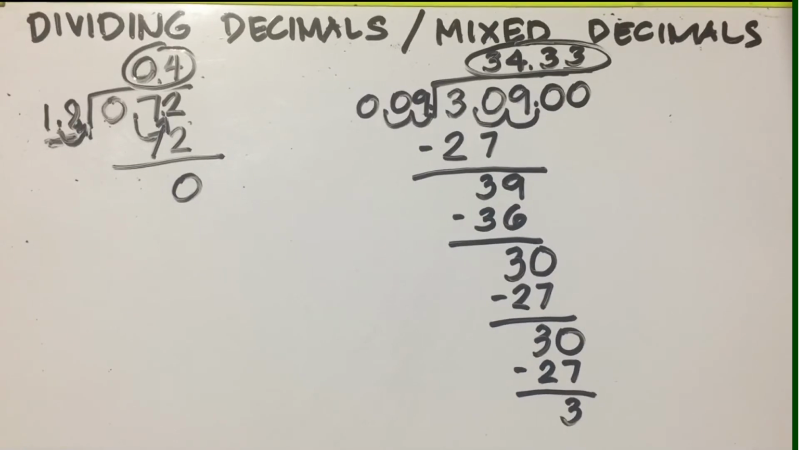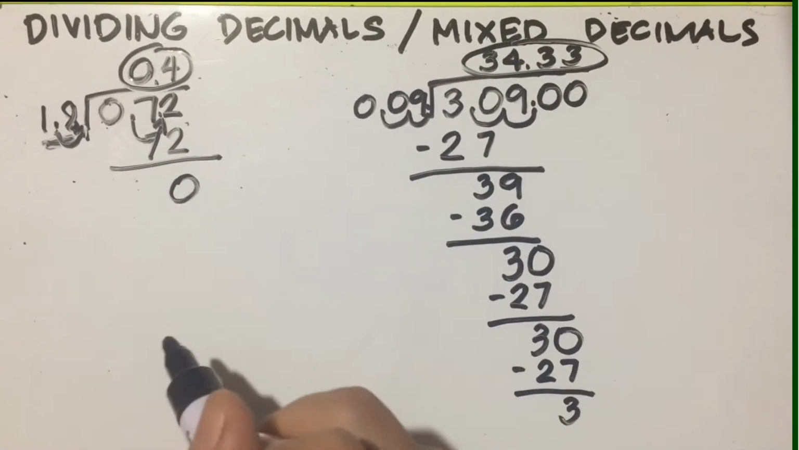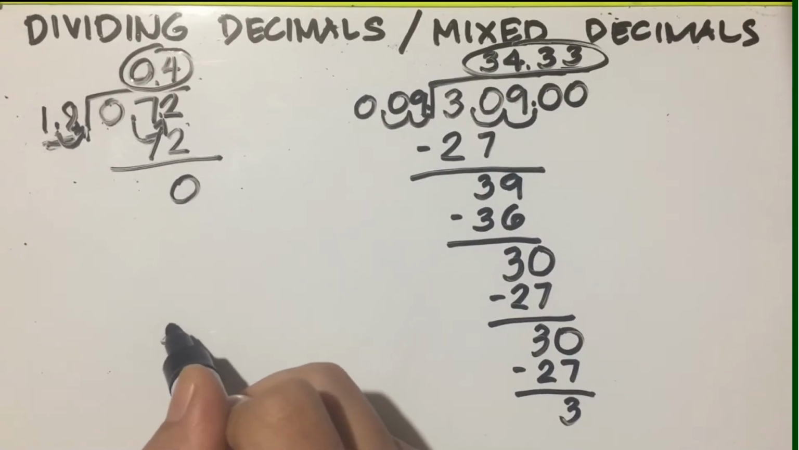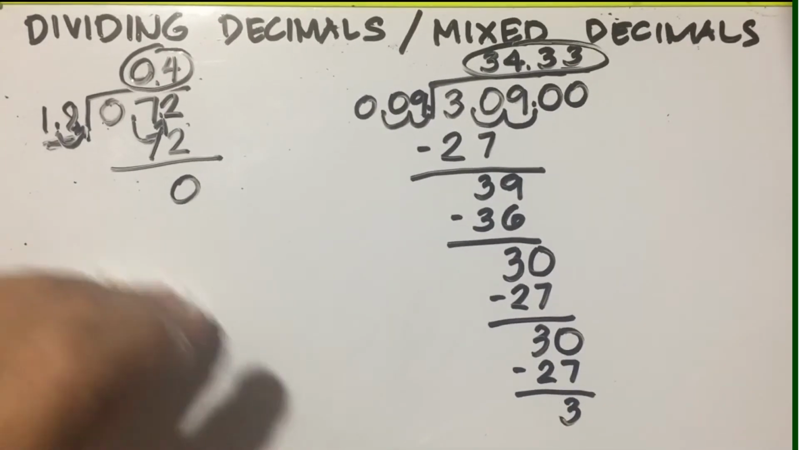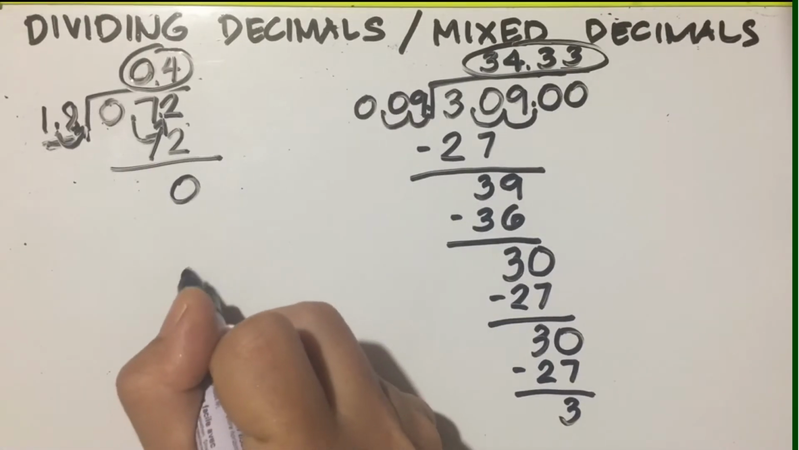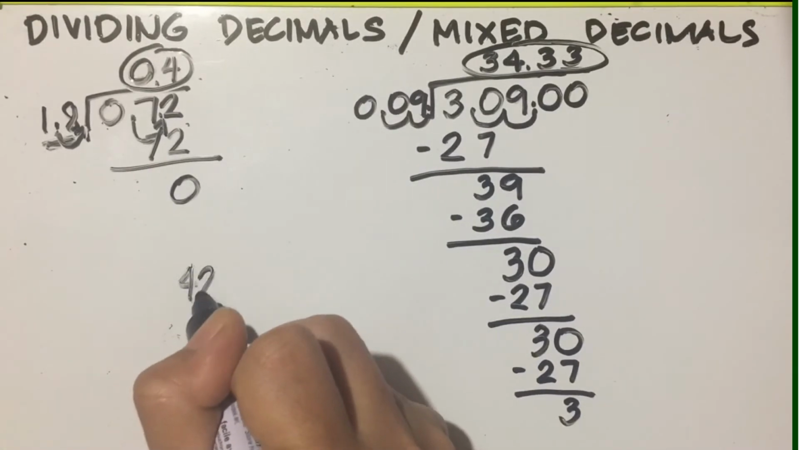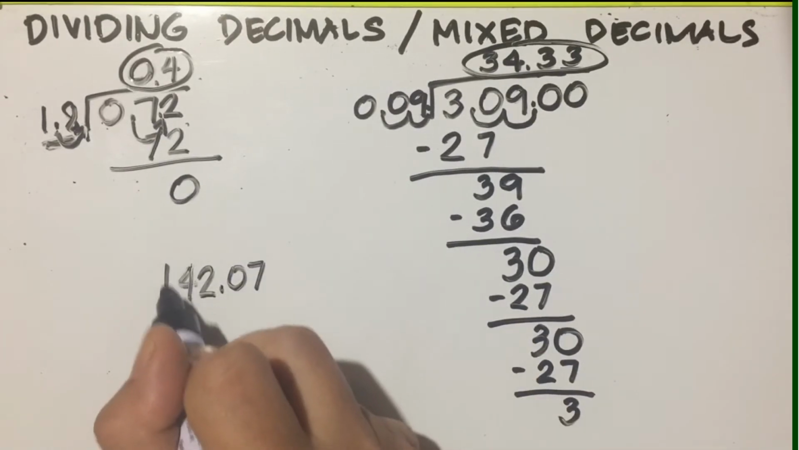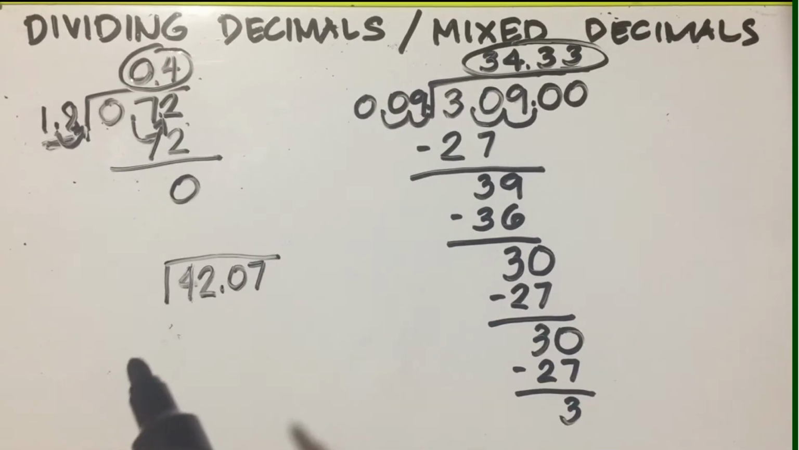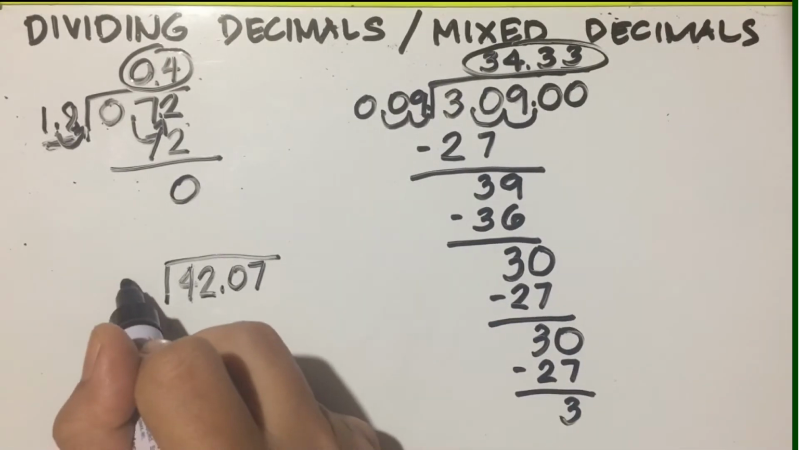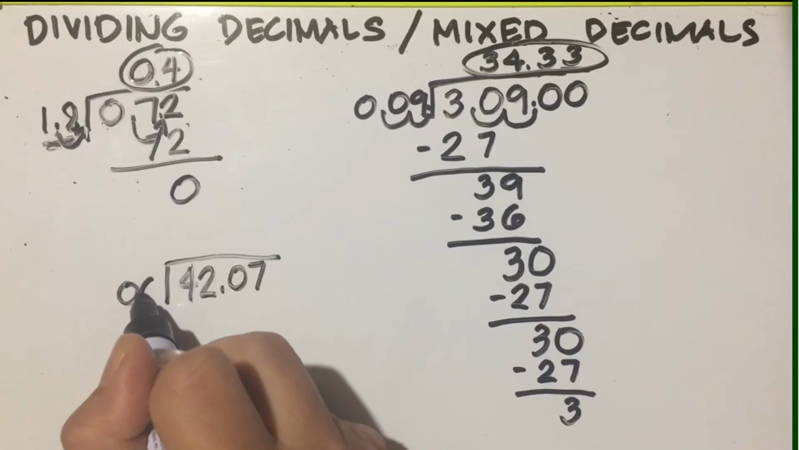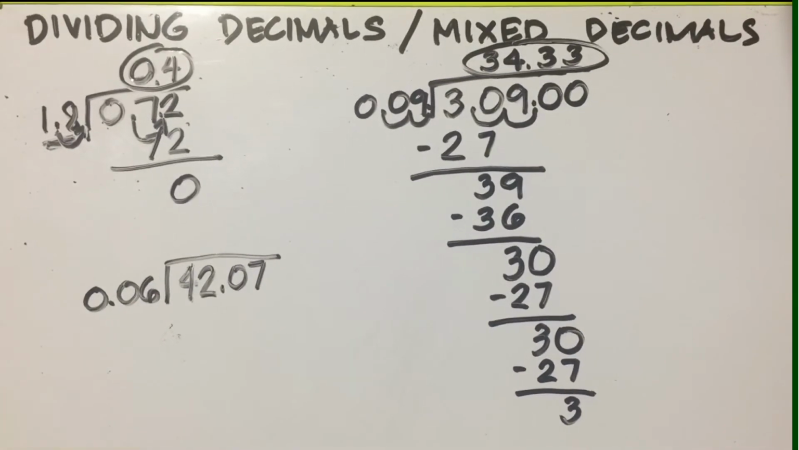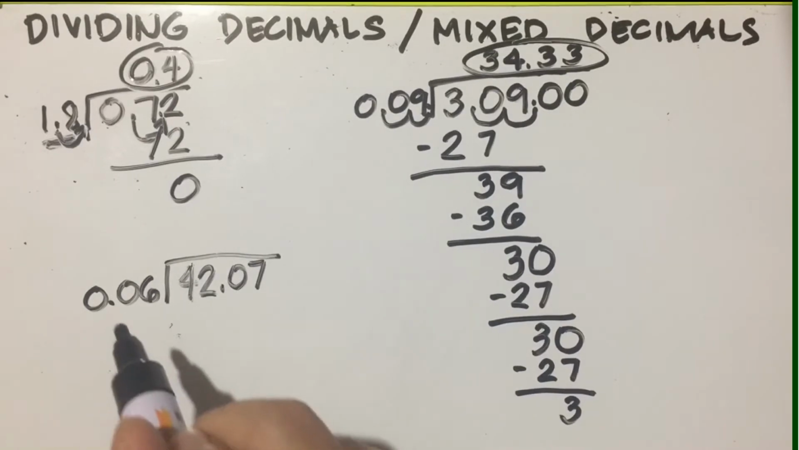One last example. If we have 42 and 7 hundredths divided by 6 hundredths. Okay. So, let us move again.